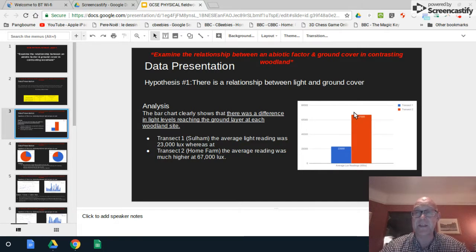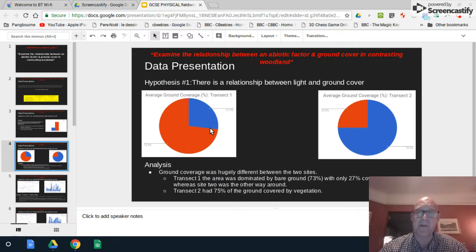Second method of data presentation is the simple bar graph, and that shows you the red, Transect 2, very, very large amounts of light, blue in Transect 1, Sullen. Again, second data presentation, why do you use the bar chart? Because you can see, nice clear answer. And you can see the analysis, there was a difference in light levels reaching the ground cover, and you'll learn the numbers. Remember, examiners want to know that you were there and you know what you're talking about, where you talked about it. Transect 1, Sullen, low light, Transect 2, home farm, heavily managed by humans, 67,000.